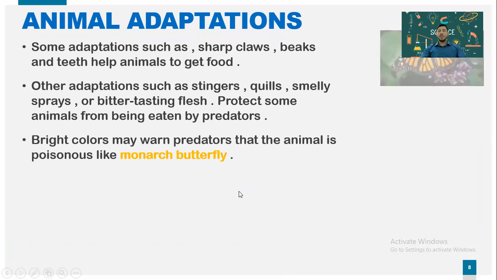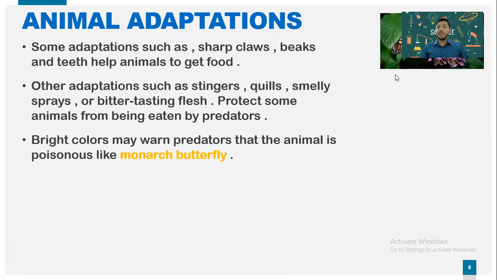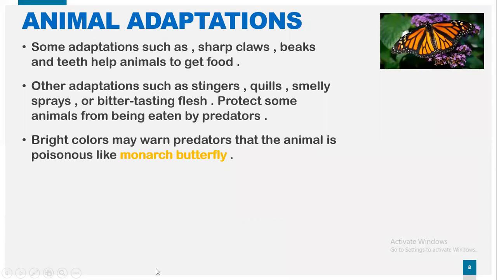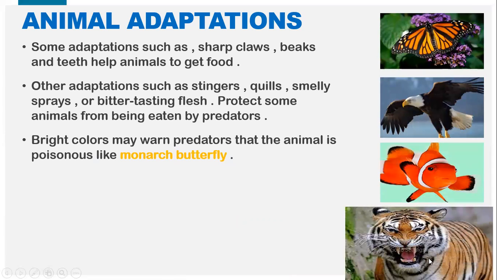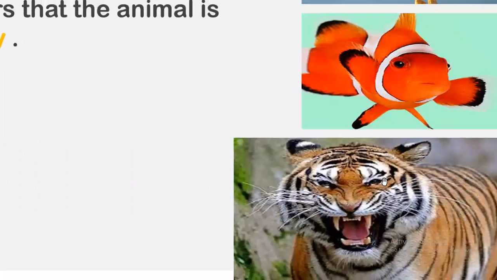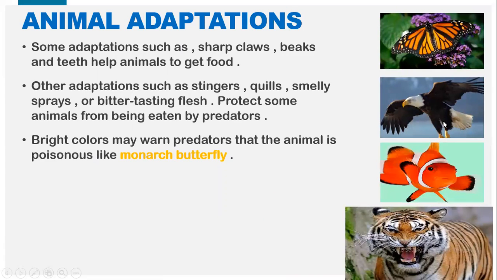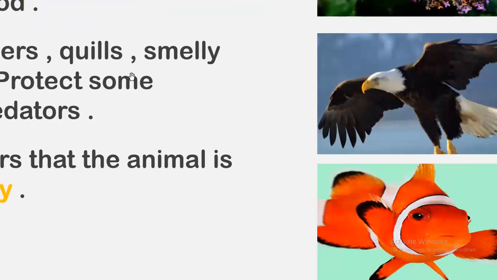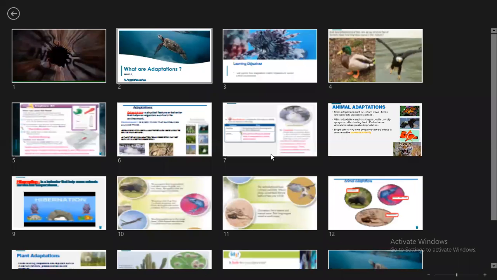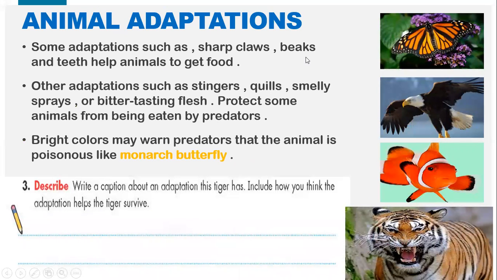Animal adaptations. Different animals, as I told you, have different adaptations that help them to survive in their environment. Some adaptations, such as sharp claws, sharp beaks, and sharp teeth, help the animal to get food. Just like a tiger, sharp teeth help it to eat food and tear its prey. Sharp claws, like a bald eagle, help it to catch its prey. And sharp beaks help it to tear its prey into pieces so it can easily eat it.